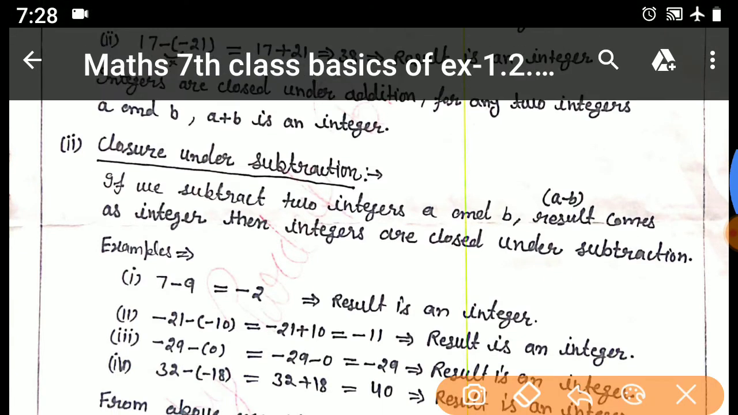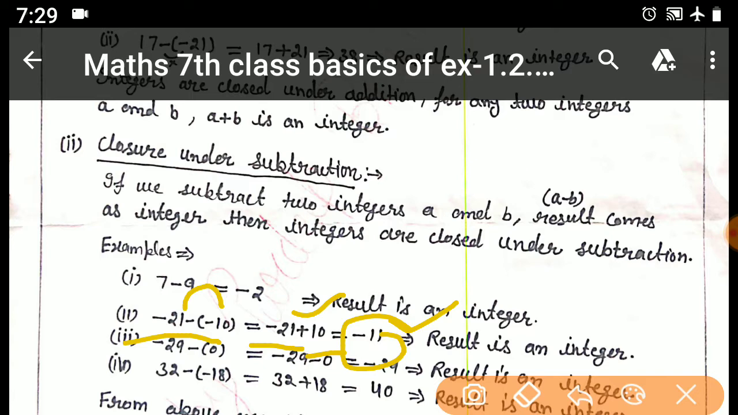Check here, 7 minus 9, the result is minus 2. 7 is an integer, 9 is an integer, and minus 2 is also an integer. Next example, minus 21 minus negative 10, which is minus 21 plus 10, will give us the result minus 11. Minus 21 is an integer, minus 10 is also an integer, and the result minus 11 is an integer. That's why we can say that integers are closed under subtraction.